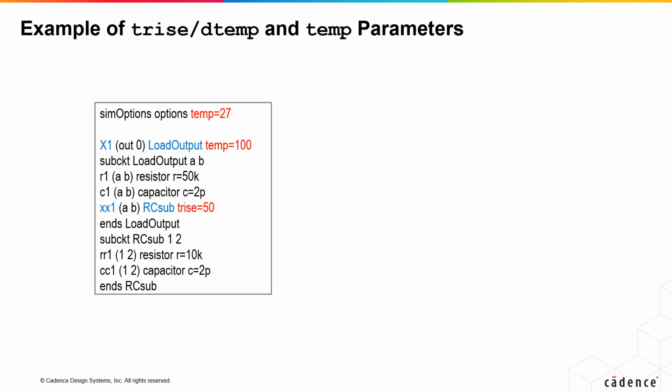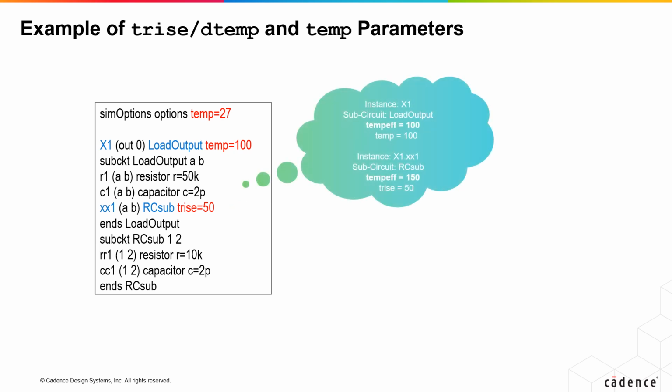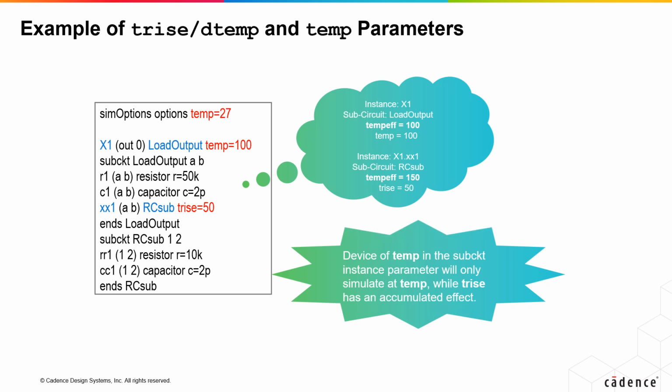This slide example has a combination of both tRise and temp parameters defined in a subcircuit instance statement. For this case, we have the simulation temperature set to 27. Then, for the X1 load output instance, we have a temp set to 100. And for XX1 RC sub tRise is set to 50. Here, the effective temperature of the X1 load output instance is 100, as temp has exclusive temperature effect. And for XX1 RC sub it is 150, where tRise has accumulating effect. So, a subcircuit instance with temp will only simulate at temp, while tRise has an accumulated effect.